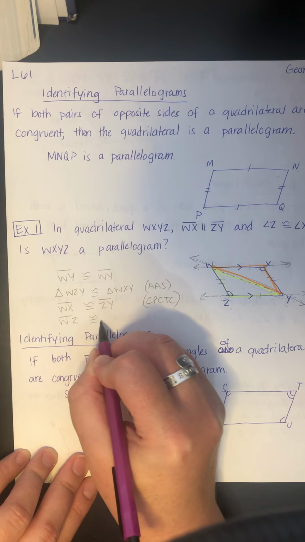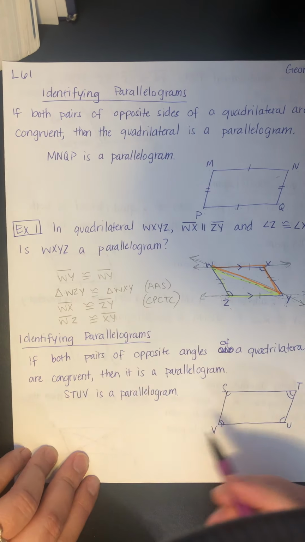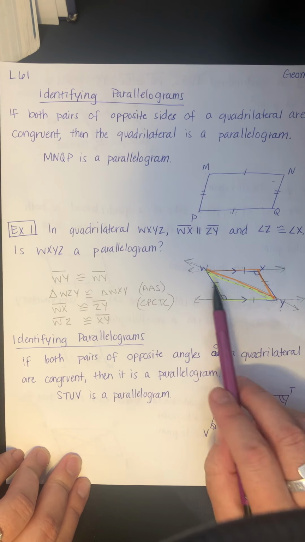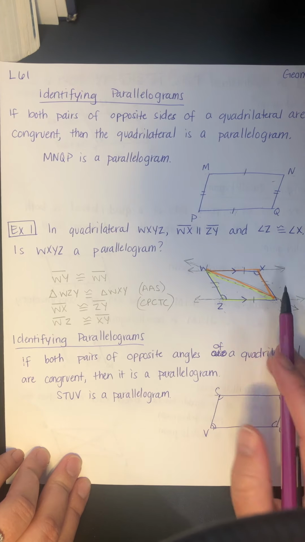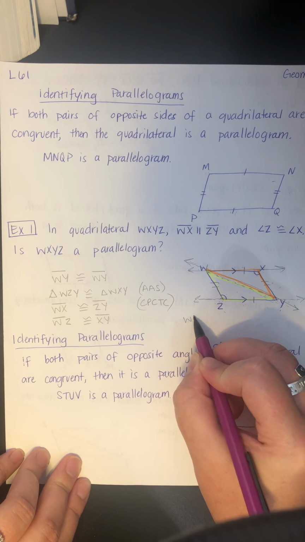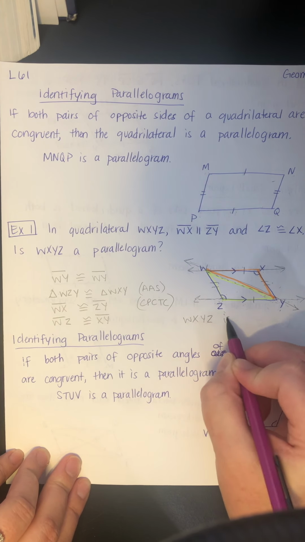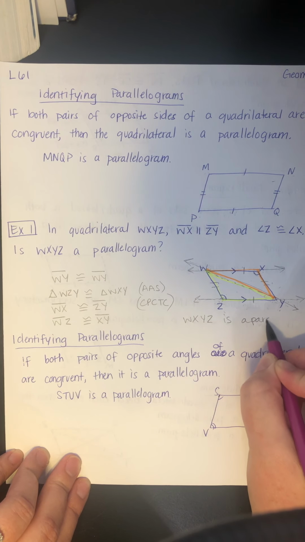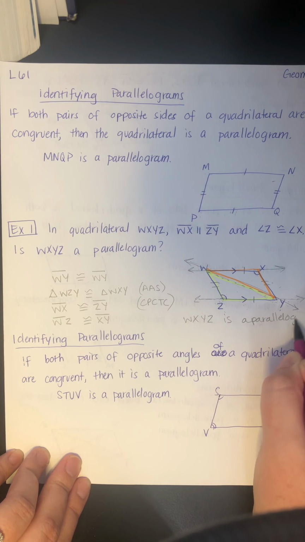WZ is going to be congruent to XY. So that means we have two pairs of parallel sides. Yes, this is a parallelogram. WXYZ is a parallelogram. That's such a long word.